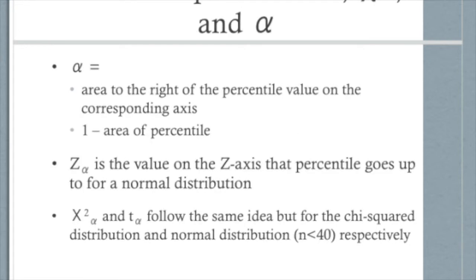The upper-tailed area under the curve to the right of the value corresponding to a given percentile on the horizontal axis is known as alpha. Alpha is equal to 1 minus the area of the percentile. Z alpha is the value on the z-axis that the percentile goes up to for a normal distribution. Chi-squared alpha and T alpha follow the same idea, but for the chi-squared distribution and t distribution respectively.